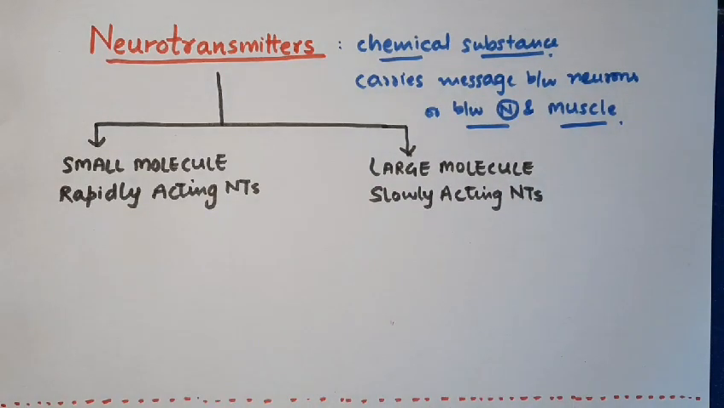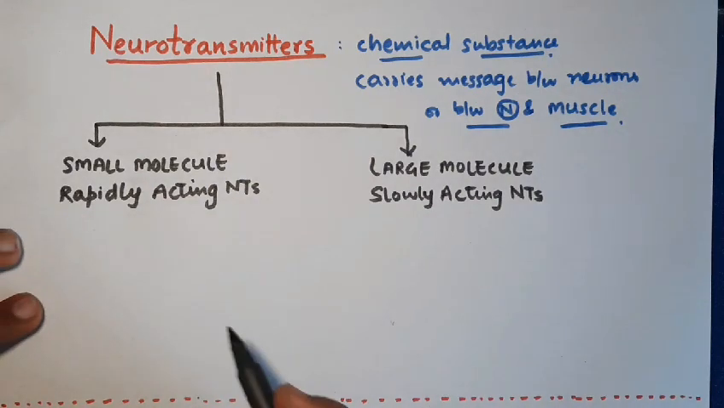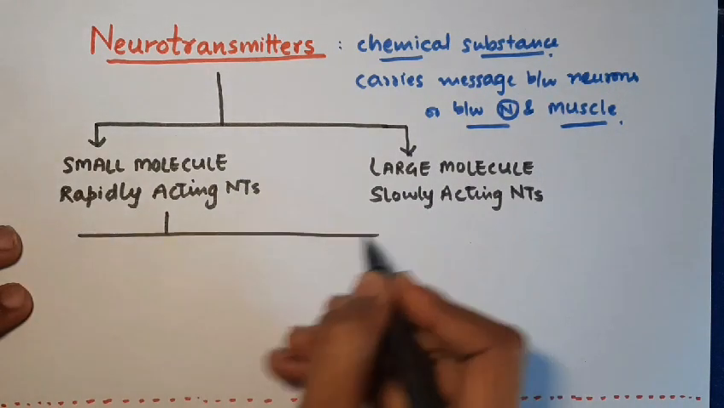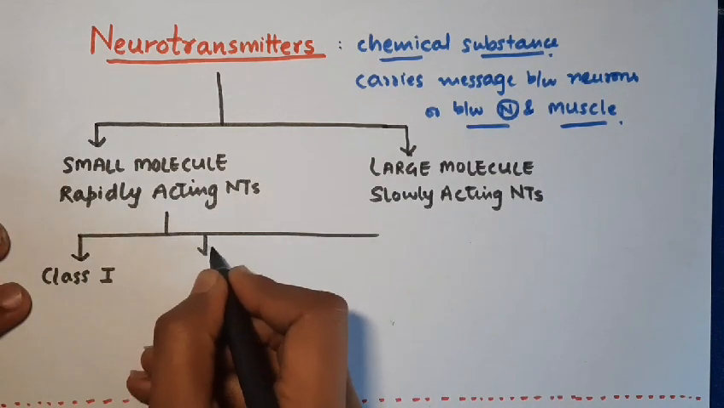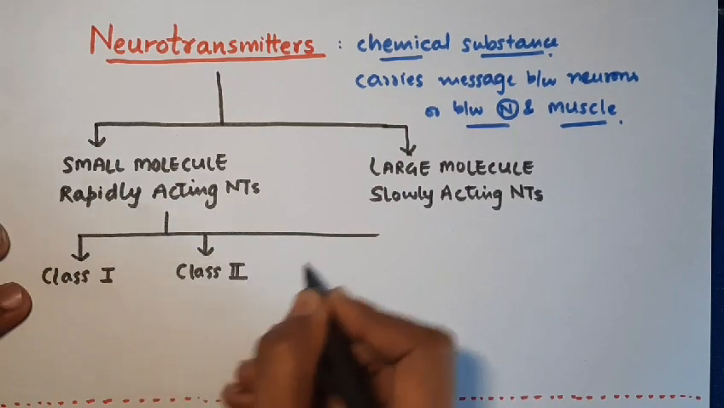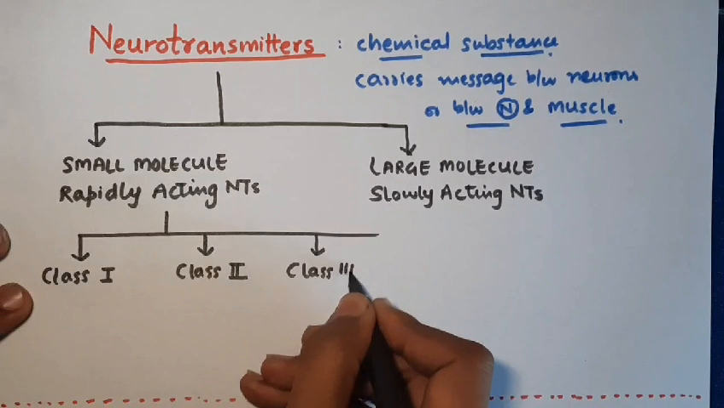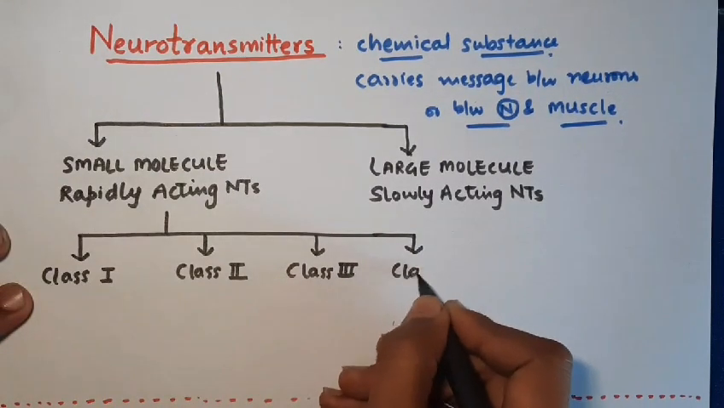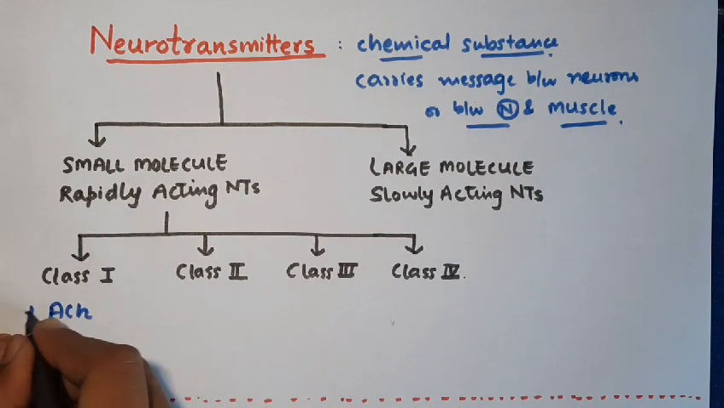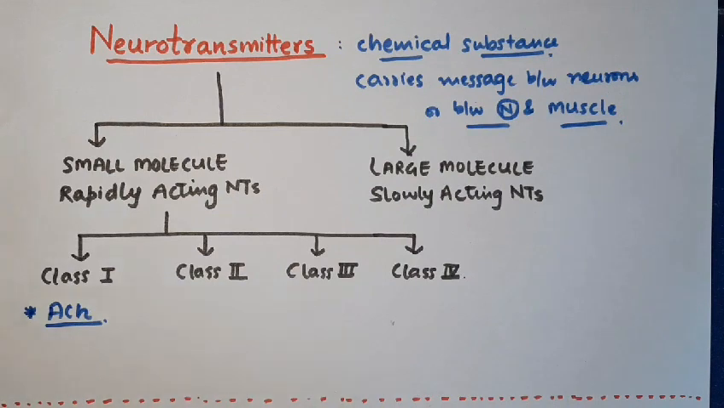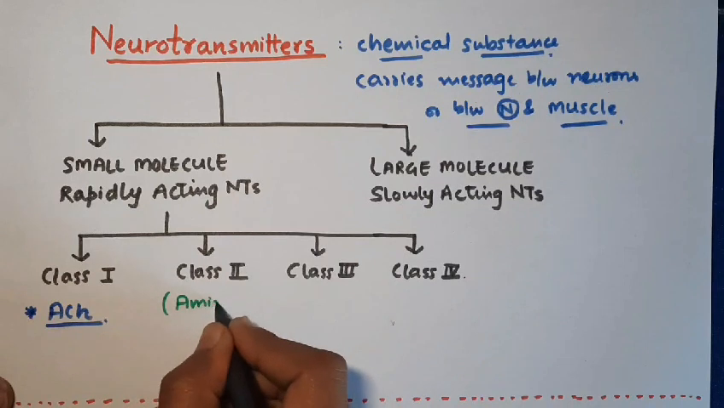Now small molecule rapidly acting neurotransmitters, this class contains the majority of neurotransmitters that we come across. These can be divided into four classes: class 1, class 2, class 3, and class 4. Class 1 neurotransmitter contains only one neurotransmitter, which is called acetylcholine. Acetylcholine is the most commonly encountered neurotransmitter that we see, and it's a class 1 neurotransmitter.